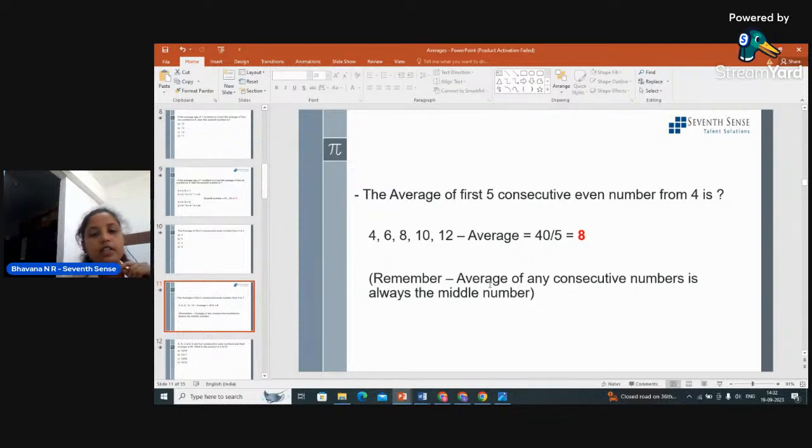So remember, as I told before, the average of any consecutive numbers is always the middle number. For example, 1, 2, 3, 4, 5 are continuous numbers, which means we will get the middle number. For odd numbers it is also the same, 1, 3, 5, 7, 9. In that we get the middle number as the average.